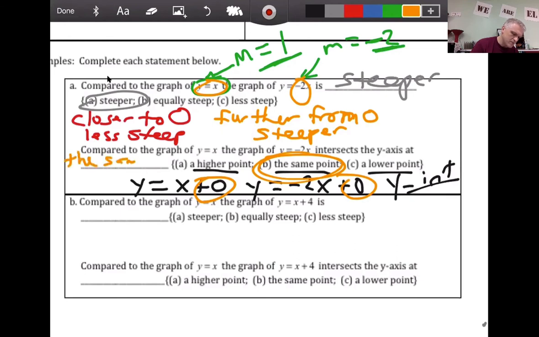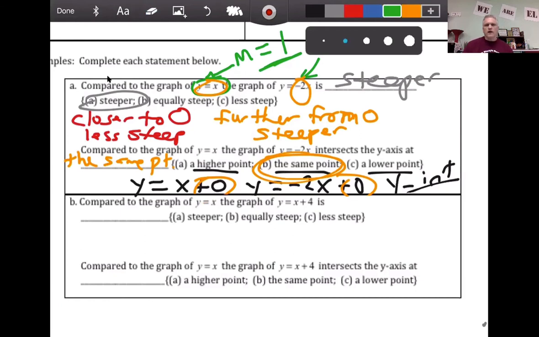The same point. I'm just going to write PT. Okay? All right. Let's look now at question B. Clean this up just a bit. All right, so question B.